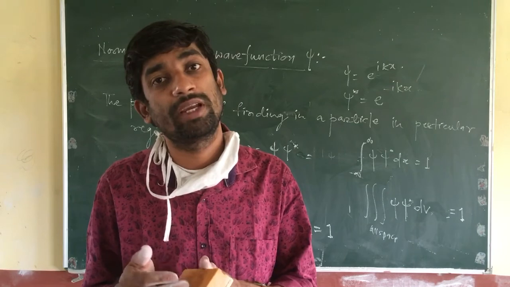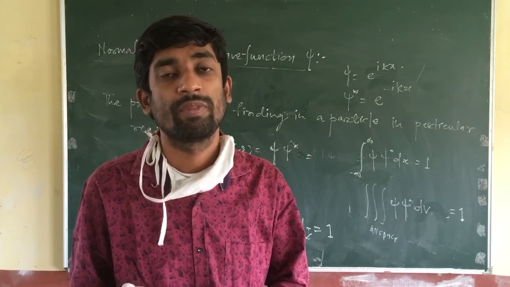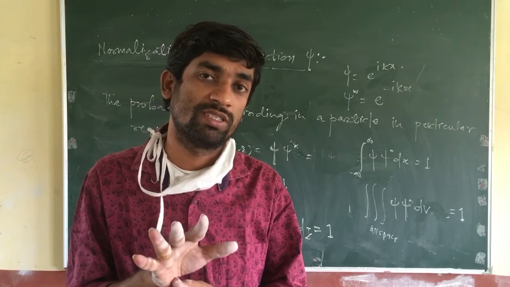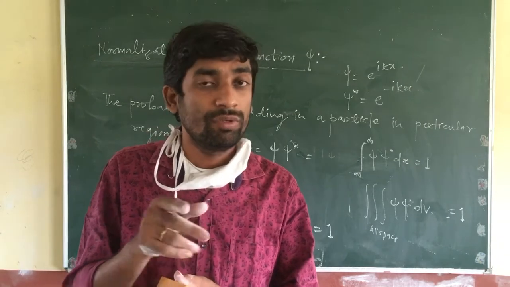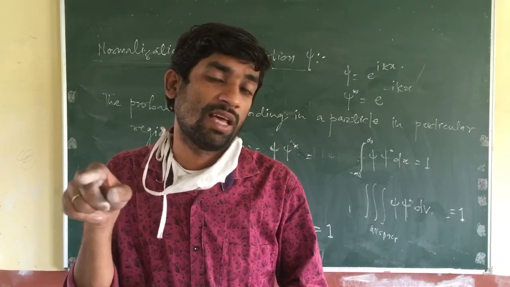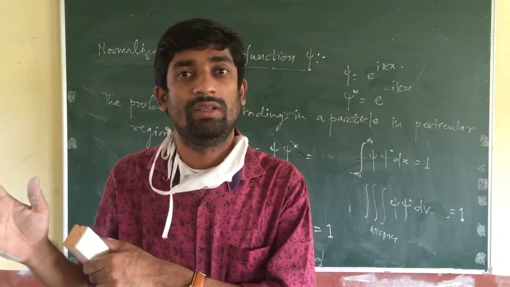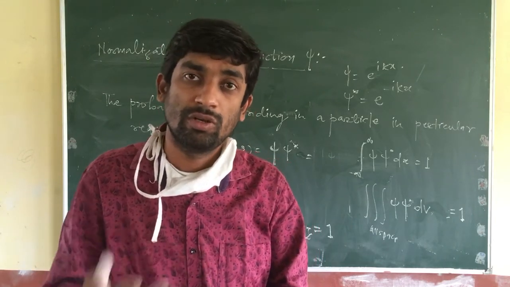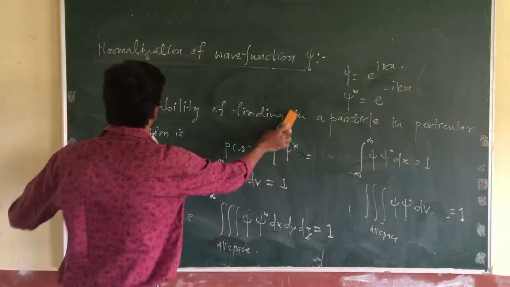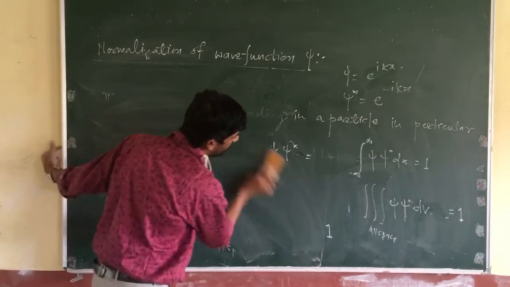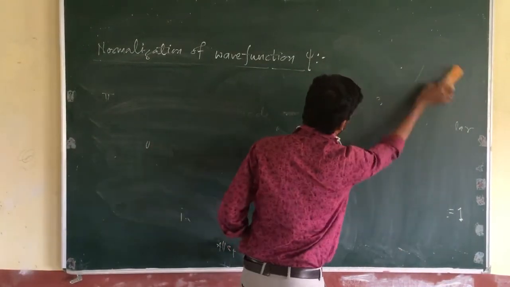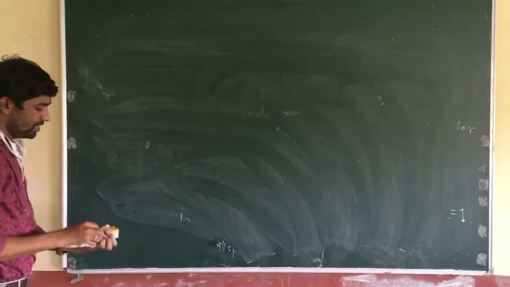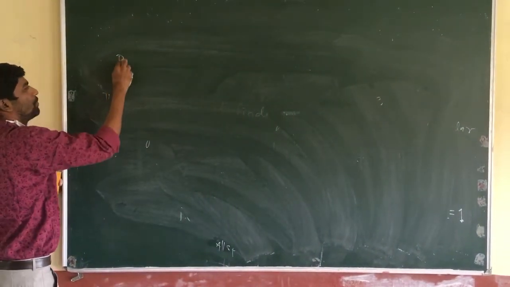Then we have to make it a normalized wave function. Suppose you are given the wave function psi, and if you take its integration of psi star psi and it is not equal to 1, then at that time you have to make that wave function into a normalized wave function. So what is the procedure of normalization?